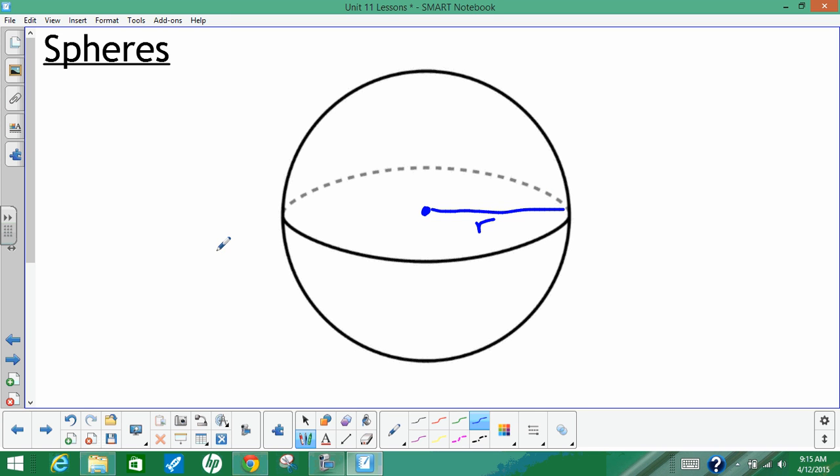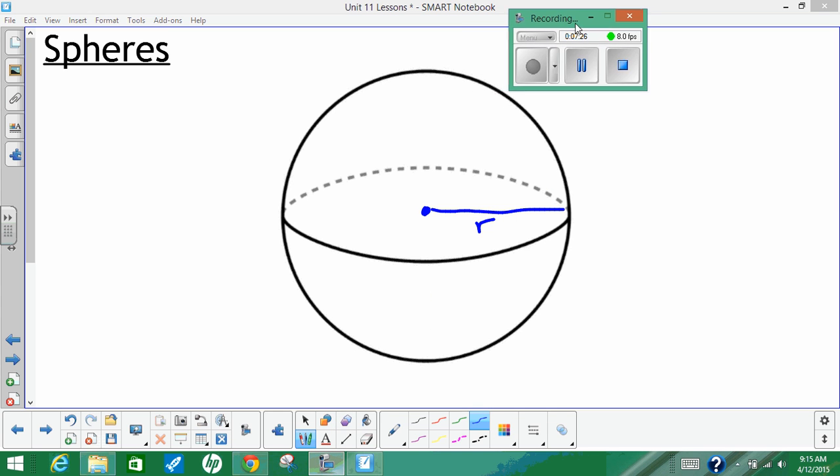Now hopefully most of this was a refresher. It was important to talk about the types of dimensions that these figures have so that we can find surface area and we can find volume, and we'll do that in the next couple videos. There is no you try for you to do, it's just important to have this information.